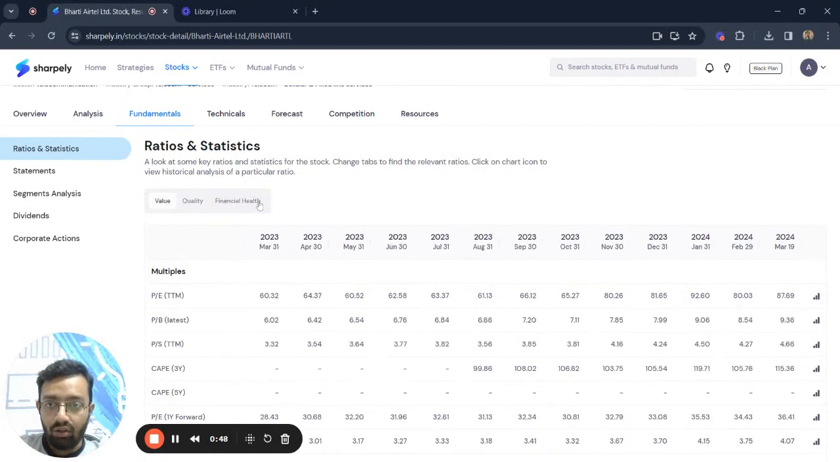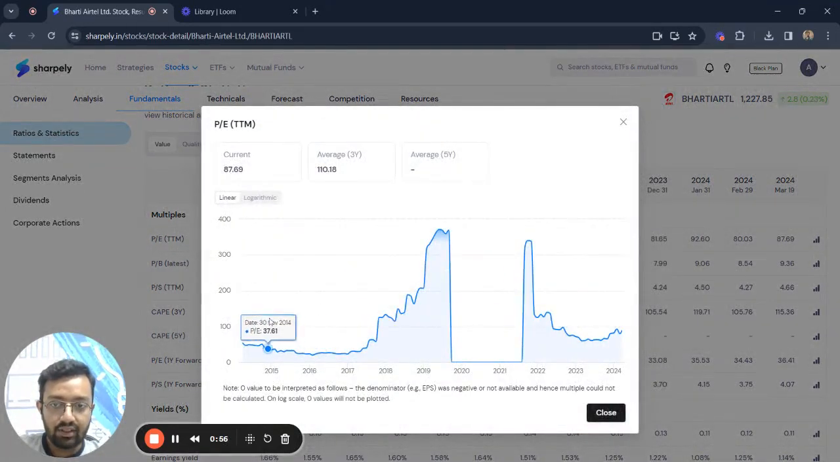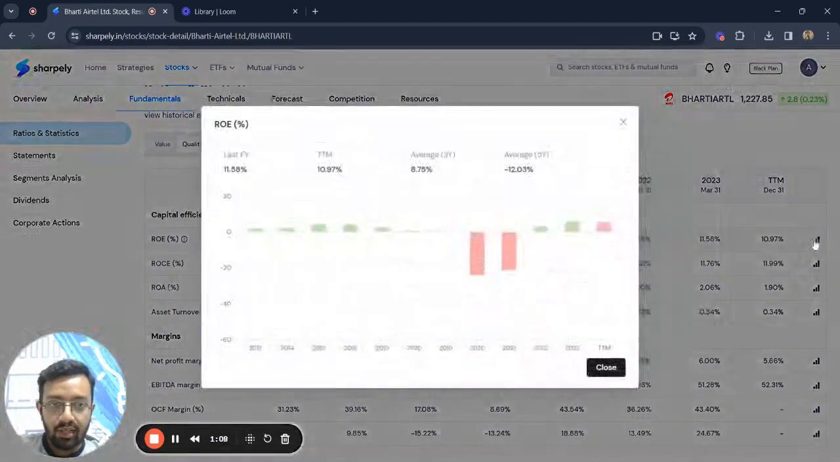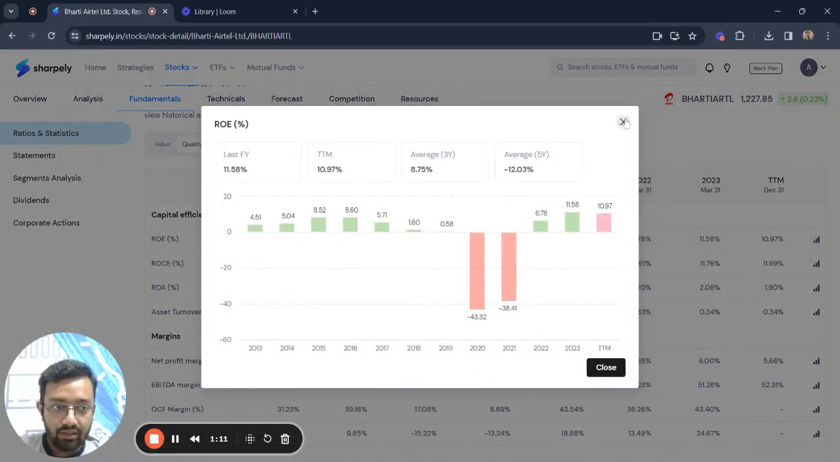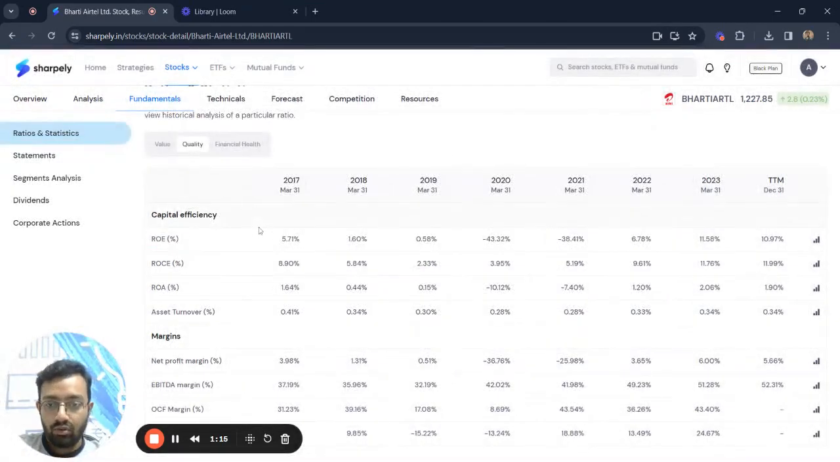And in all these three factors, you can generate the graph of historical value by just clicking on this icon. So as you can see, you can see how the price to earnings has moved over time. As the company was in loss in this period, PE is zero. For quality, you can again generate a bar chart of how ROE has moved or how net profit margin has moved and so on.